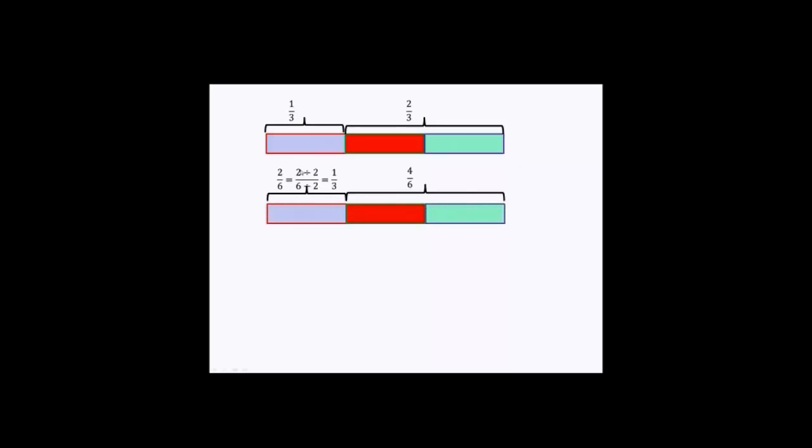I have 2 divided by 2, which gives me 1 group here. But 6 divided into groups of 2 gave me 3. So it's the same as before, but instead of multiplying numerator and denominator by something, I am dividing numerator and denominator by something. So what do you think will happen to 4/6?